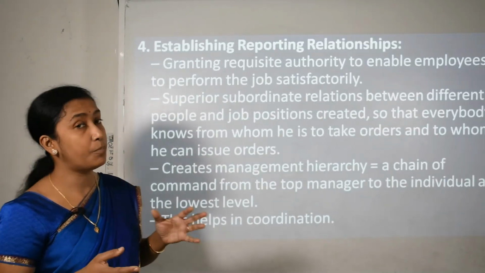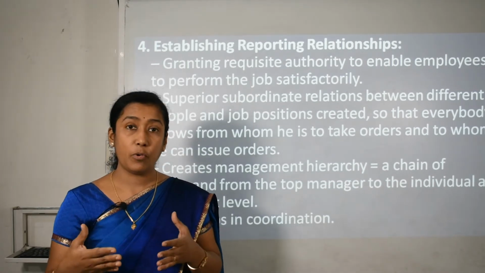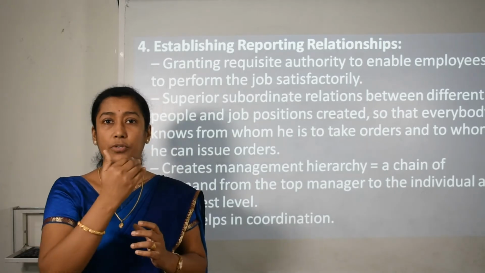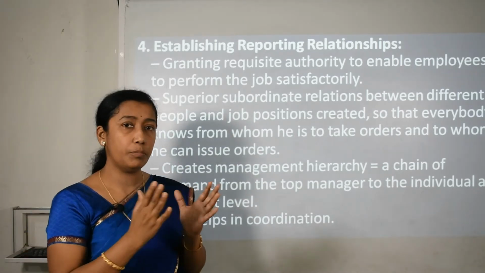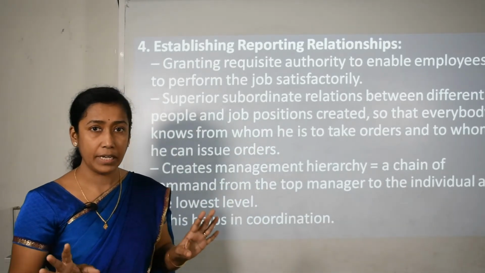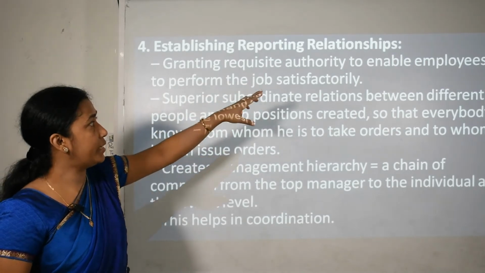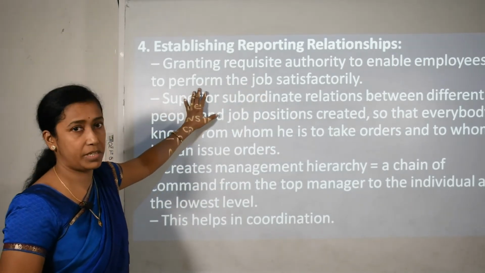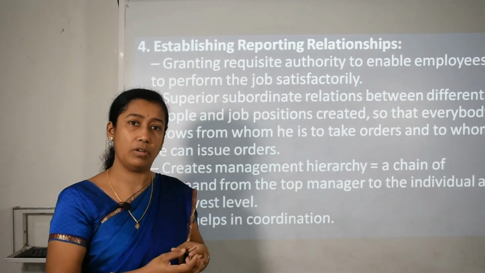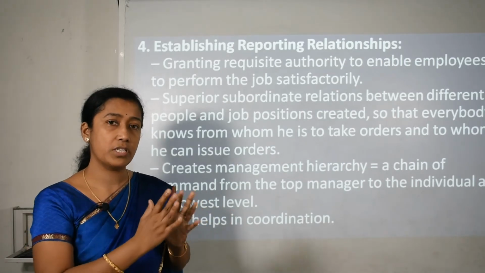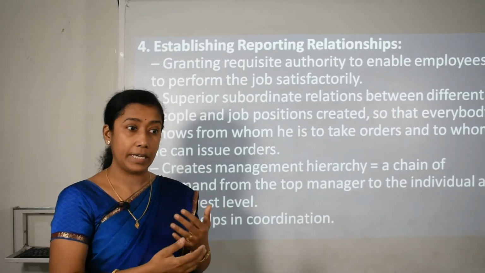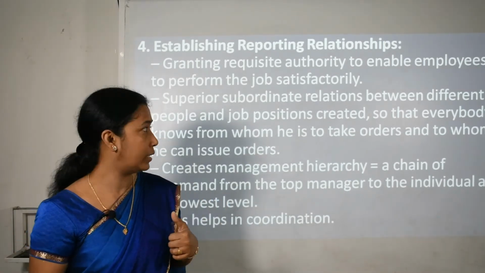Fourth is establishing reporting relationship. Reporting means there are various individuals in the employees to whom they should report, to whom they should ask for anything. So this reporting relationship, that is authority and responsibility, must be very clear. Granting requisite authority to enable employees to perform the job satisfactorily. That means certain authority or power must be given to one particular person, or there can be many persons who are in charge of doing certain tasks. When you give the authority, only then will the person take the responsibility to do the particular task.